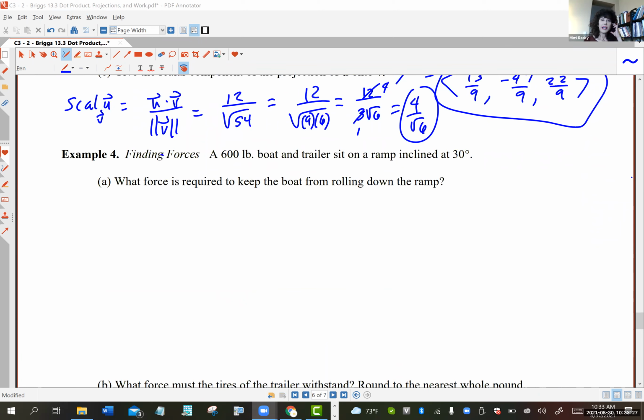Let's do a physics example, and yes, this will be on quizzes and exams. So I'm going to draw a picture, and then I'll do like the force diagram for it. So take a look at this one. It's a word problem. Ooh. So we have a 600-pound boat and trailer, and they're sitting on a ramp that's inclined at 30 degrees. So I'm going to try to draw this the best I can.